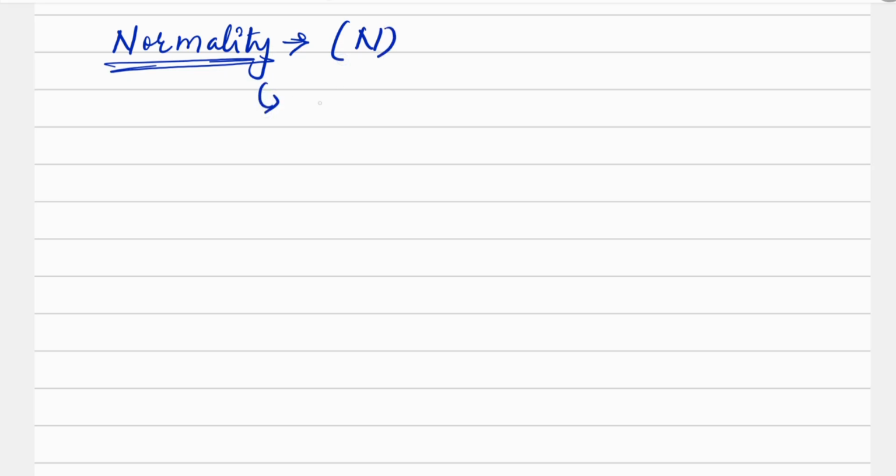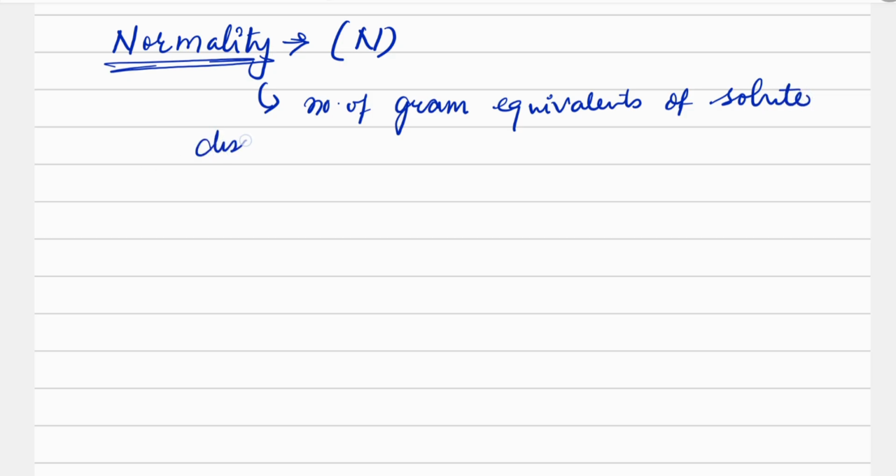Next concentration term is normality. Normality, whose symbol is capital N, is actually the number of gram equivalents of solute dissolved in 1 liter of solution, or volume of solution.